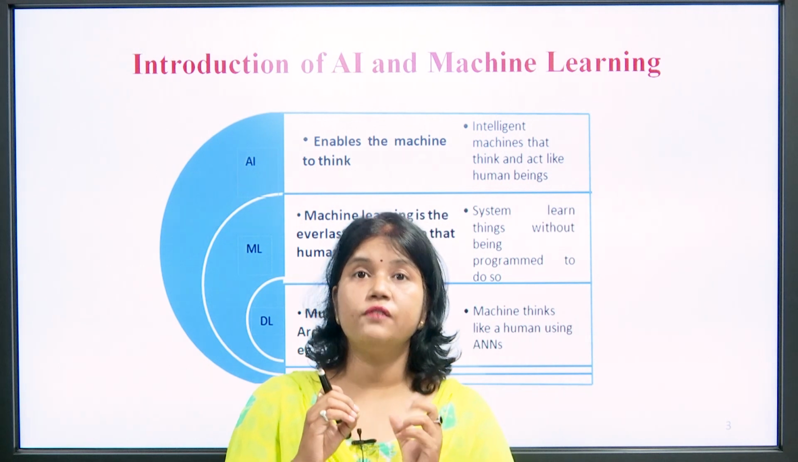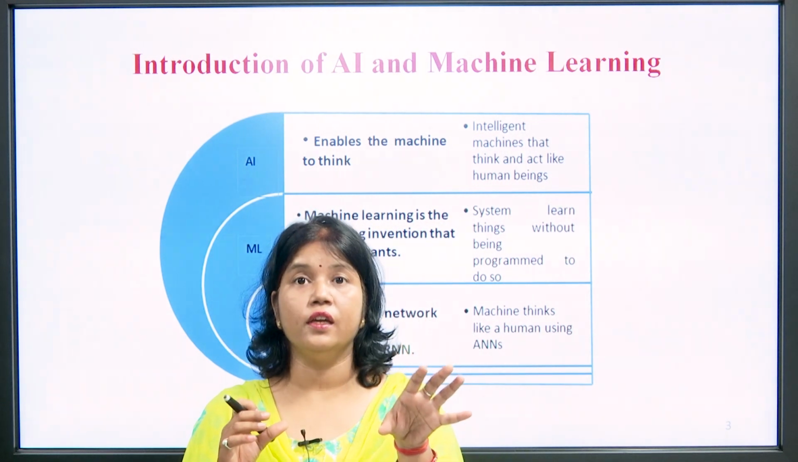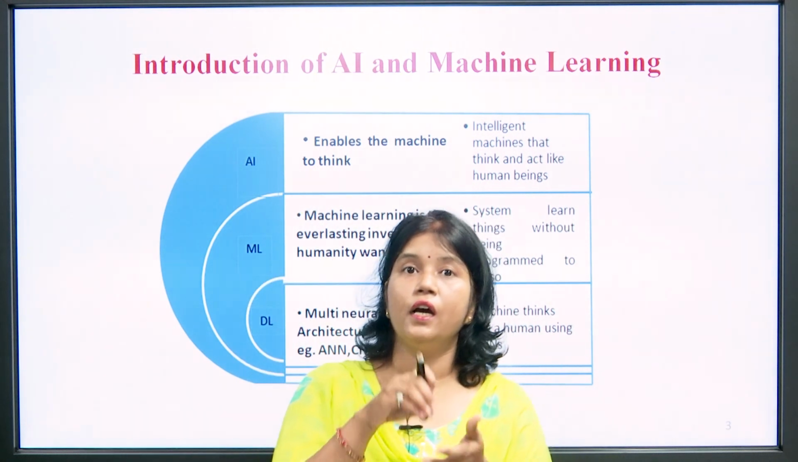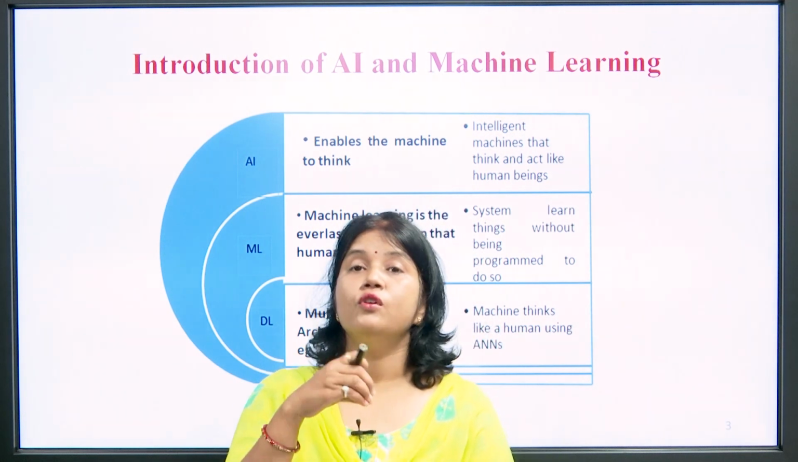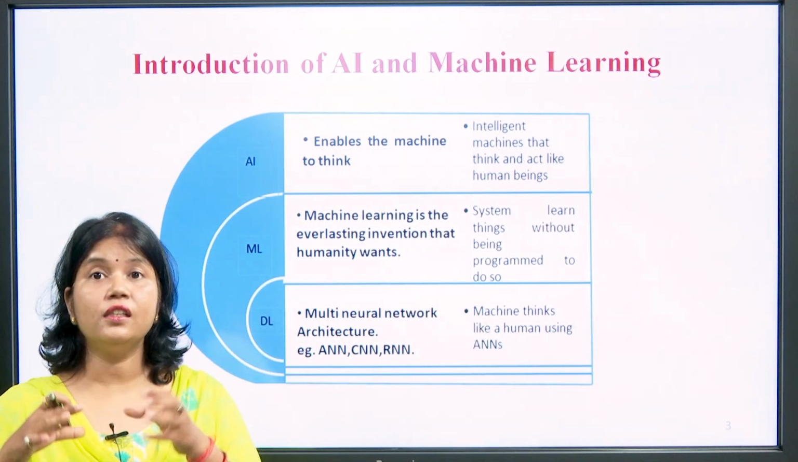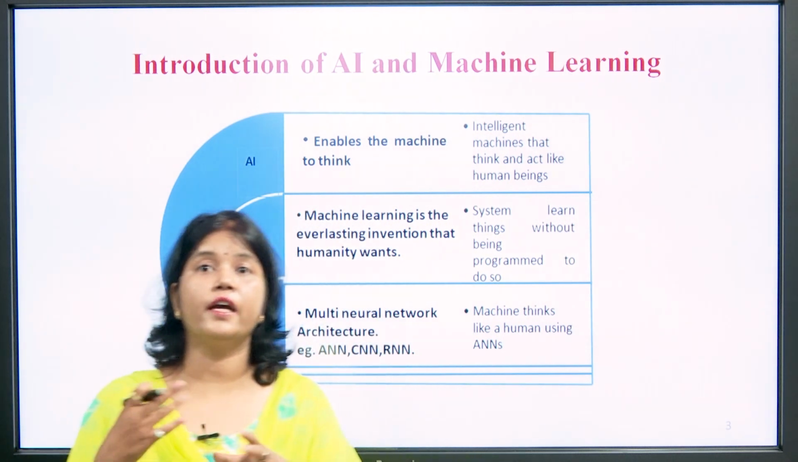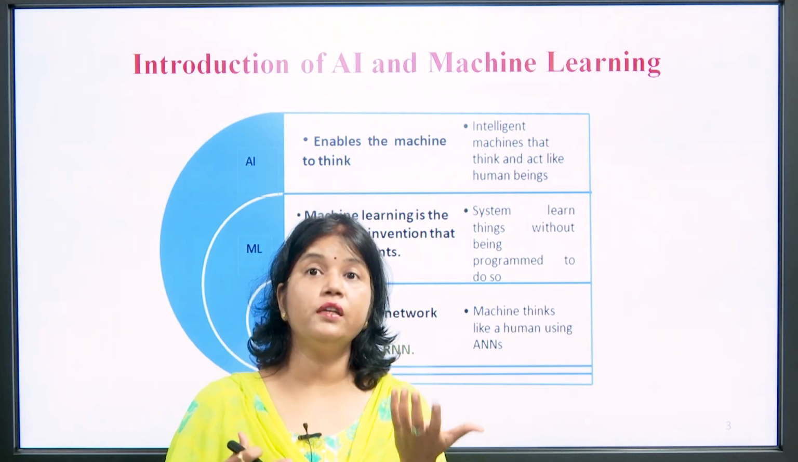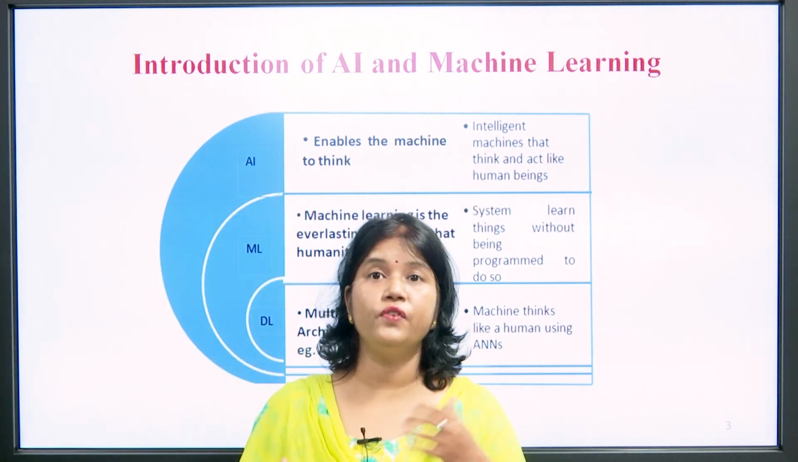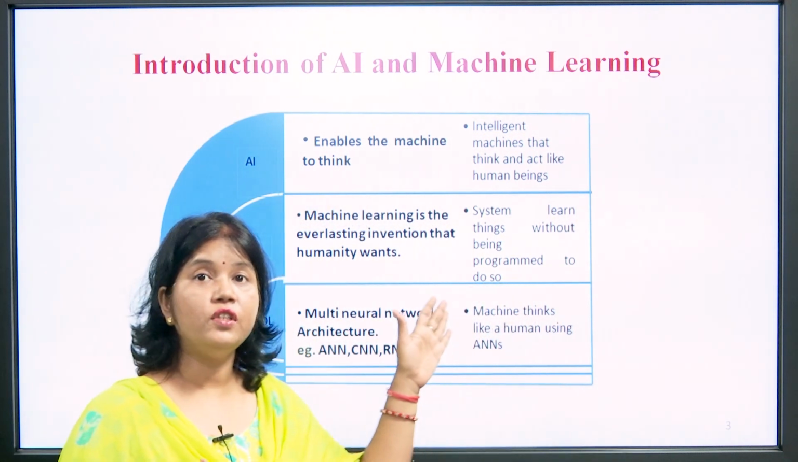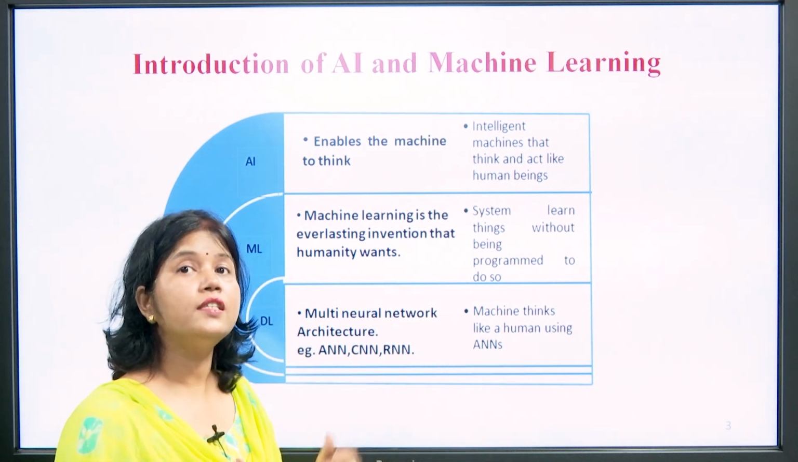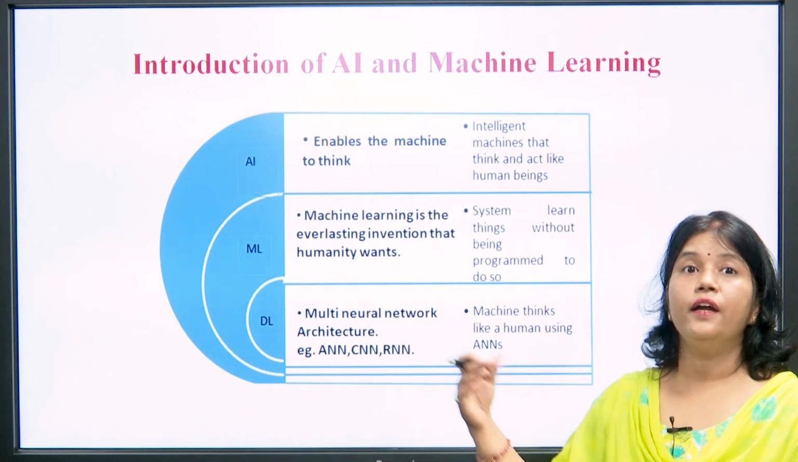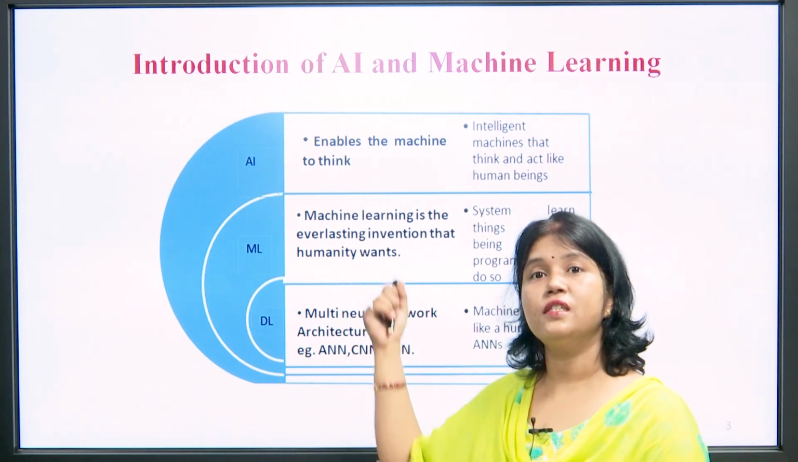Artificial intelligence enables the machine to think, but how it will think and how the machine will behave is all done under the machine learning program. Machine learning is basically the statistical, everlasting invention that humanity actually wants. Machine learning learns several things without being programmed to do so. This diagram shows where artificial intelligence and machine learning exist, and deep learning is basically a subset of machine learning.